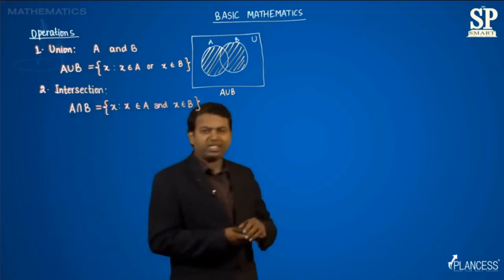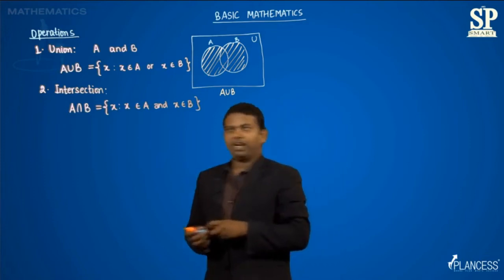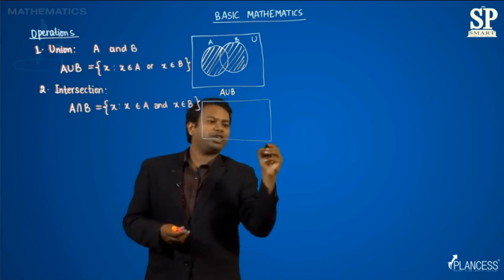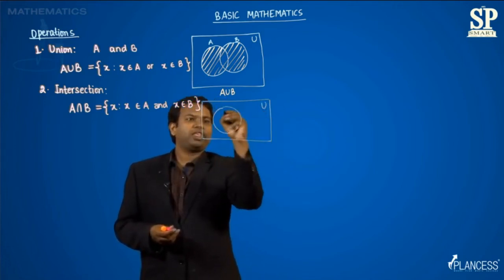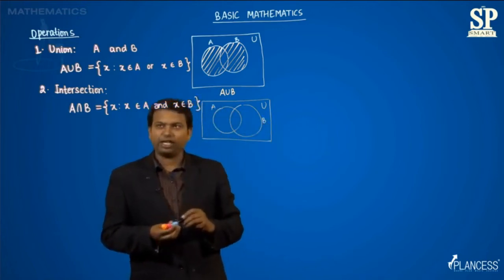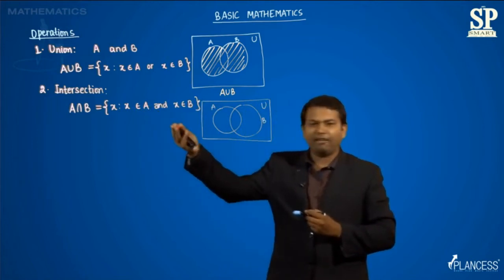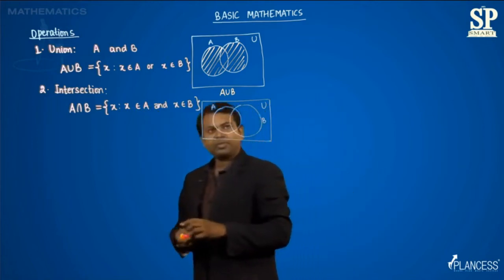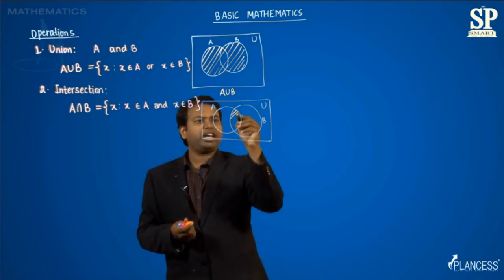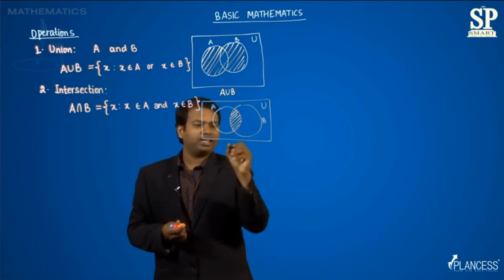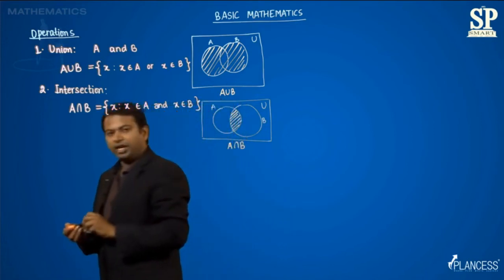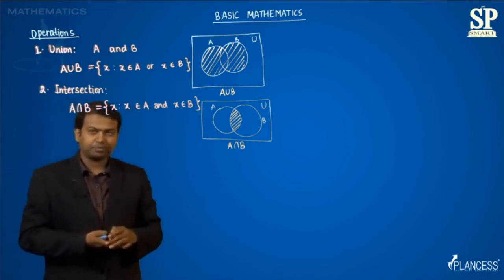And if you want to represent it using a Venn diagram, we can do it as follows. Here is the universal set. This is our set A, this is our set B. And intersection means the element that we have belongs to both the sets. That is, if you look at this diagram, this is the area common in both, and this is an example of A intersection B. So this shaded portion represents the set A intersection B.